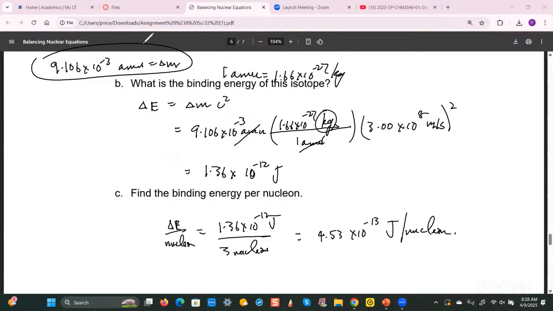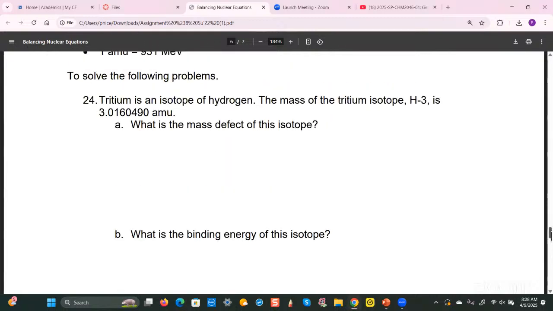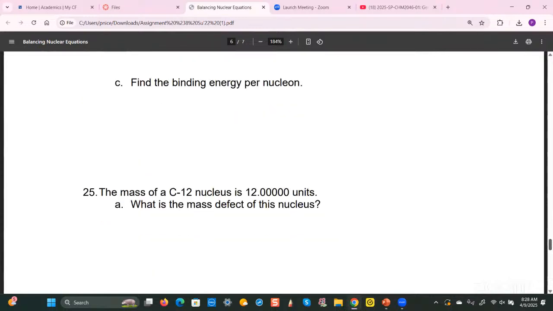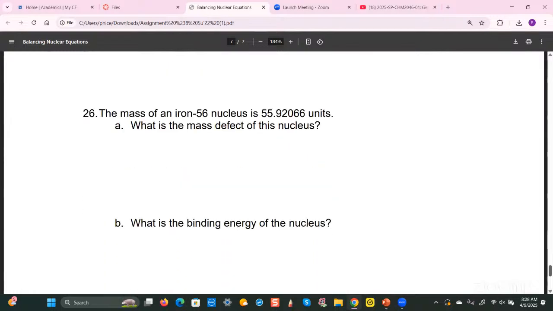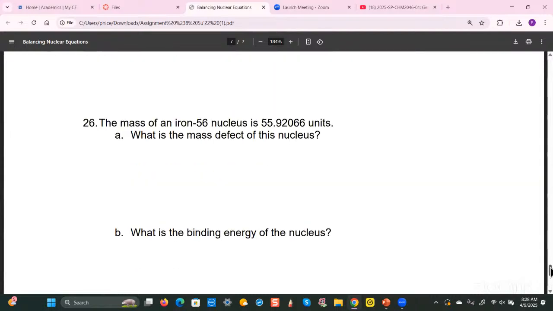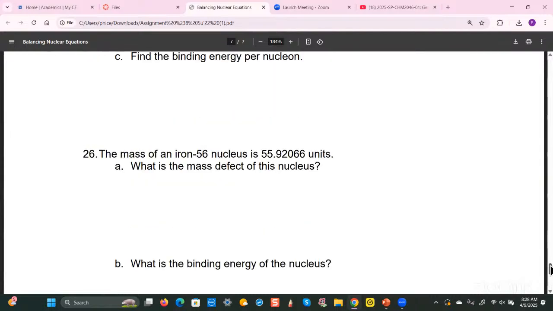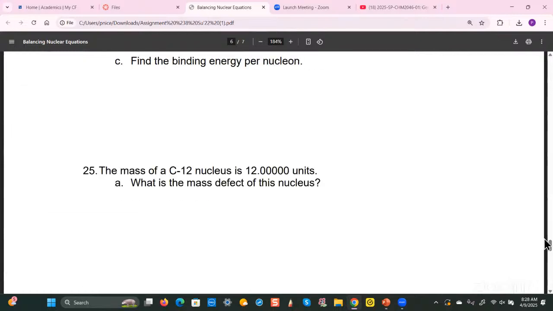I take it it's okay for me to clear this, right? All right, let me clear this. Basically what I just did for question number 24, same process for question number 25, and question number 26, and that's it. So that's basically it for this assignment. For those questions, the numbers are different, but the process is the same because you're dealing with different nuclei.